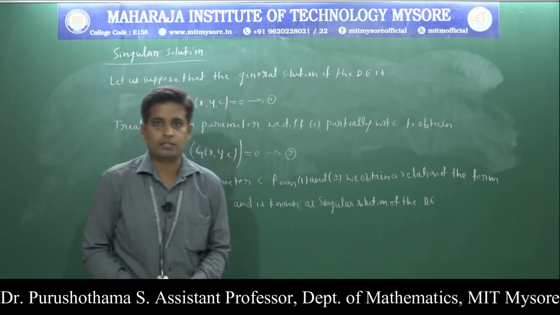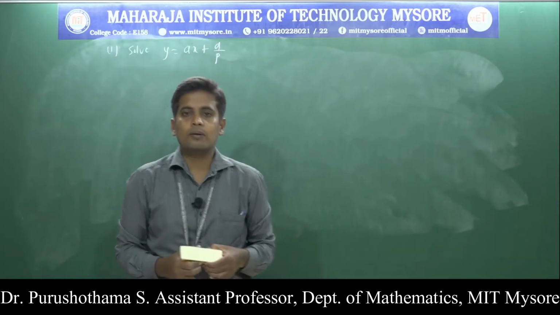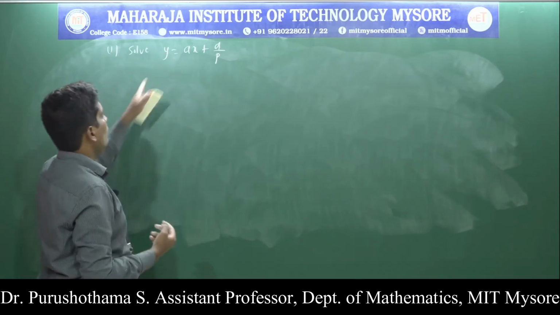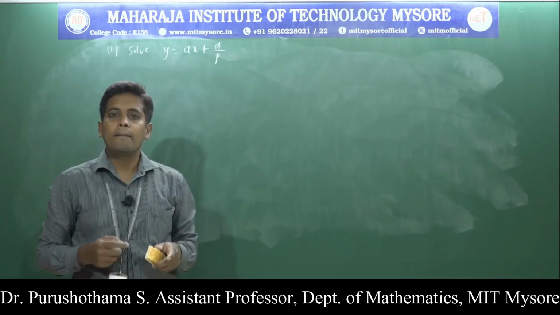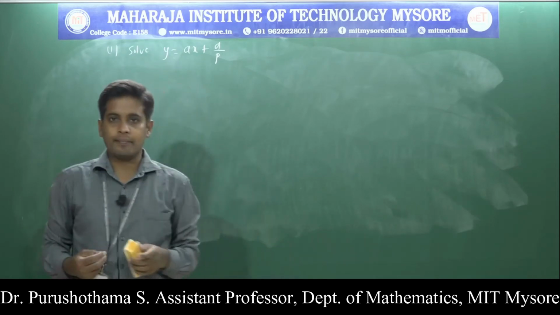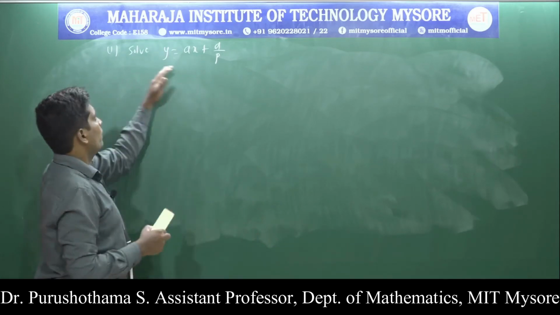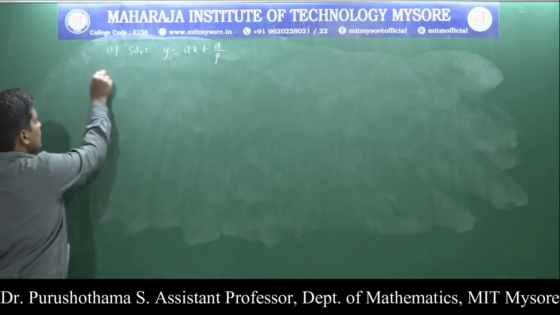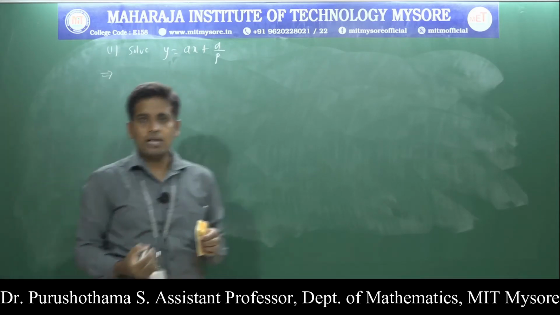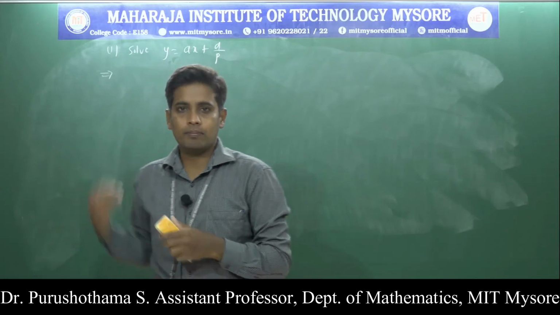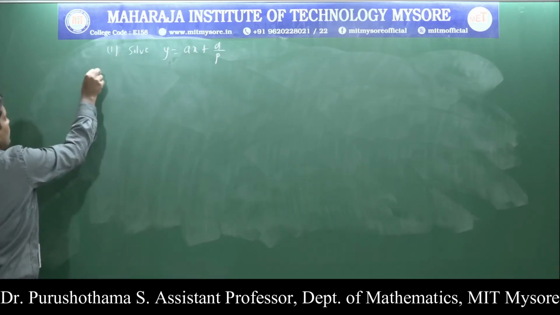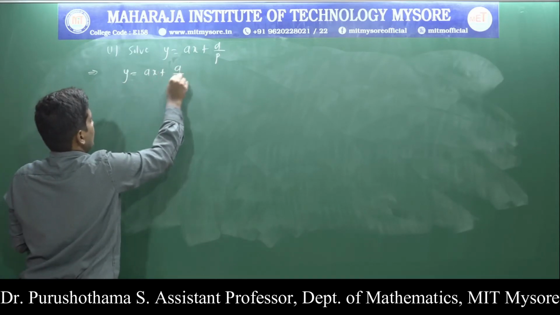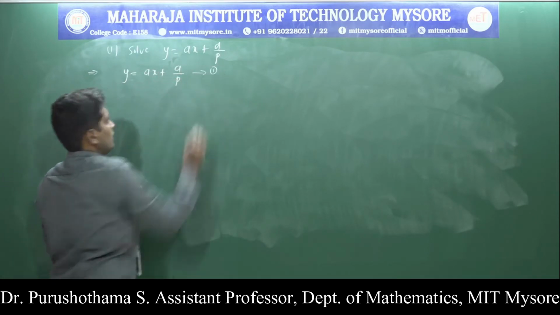given differential equation. So now I am going to solve the problems on Clairaut's equation. The first question is: solve y is equal to ax plus a by p. Here I am going to find the singular and general solution of the given problem. y is equal to ax plus a by p, call it equation 1.